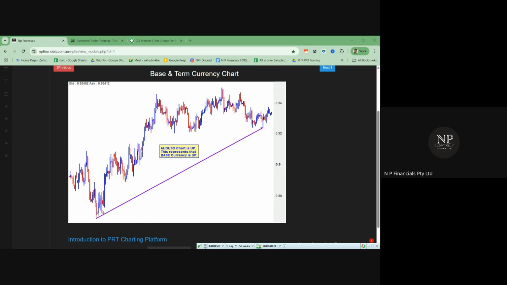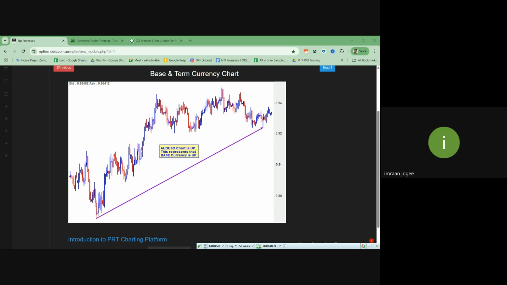And if you see the chart is going from left to right, it is up. That means the Australian dollar is going up against the United States dollar. So the first function of the base currency is to plot the chart.